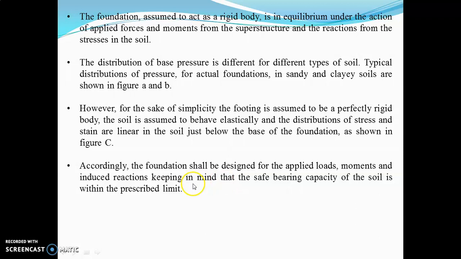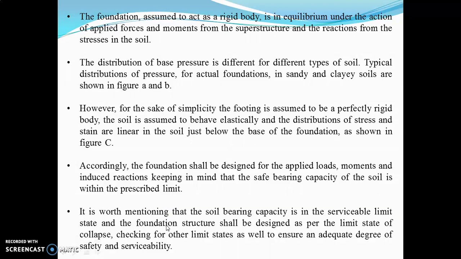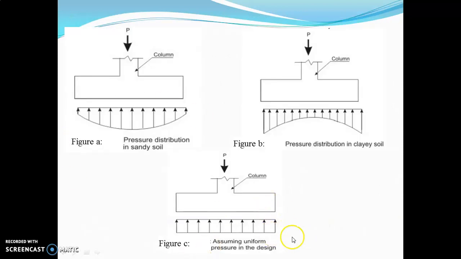Accordingly, the foundation shall be designed for the applied loads, moments and induced reactions, keeping in mind that the safe bearing capacity of the soil is within the prescribed limit. So this is about the pressure distribution diagram for sandy soils and clay soils, and this is what we usually assume for design purposes. I hope all of you understood.